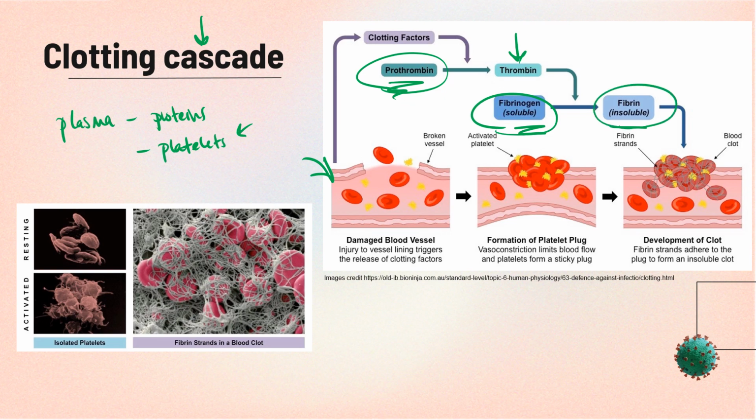Fibrinogen is soluble, floats around the blood, easy peasy. Fibrin is an insoluble fibrous protein which creates this net at the site of the wound. That's going to catch red blood cells and white blood cells and all kinds of other things, which is going to prevent too many more blood cells from getting out and also prevent pathogens from getting in.